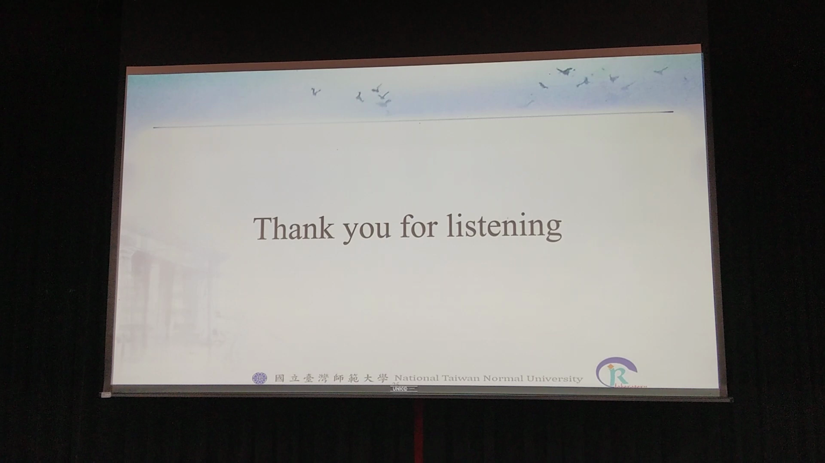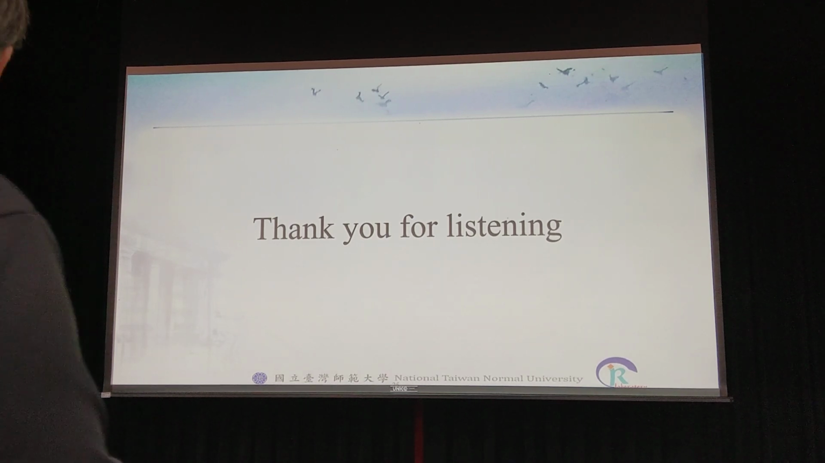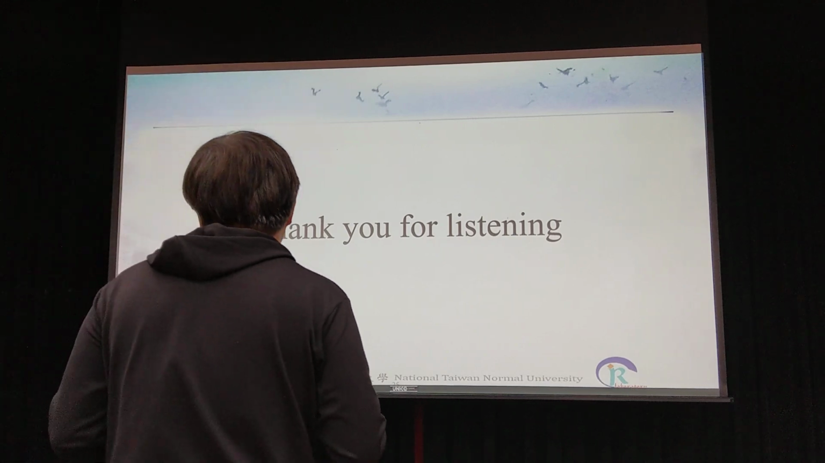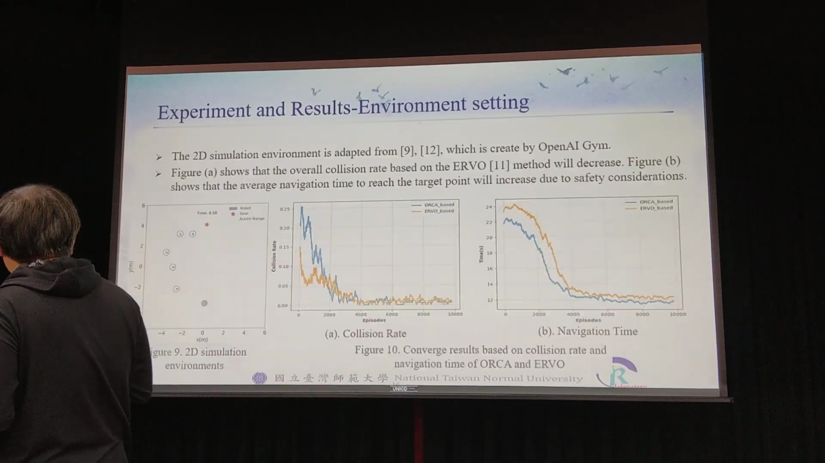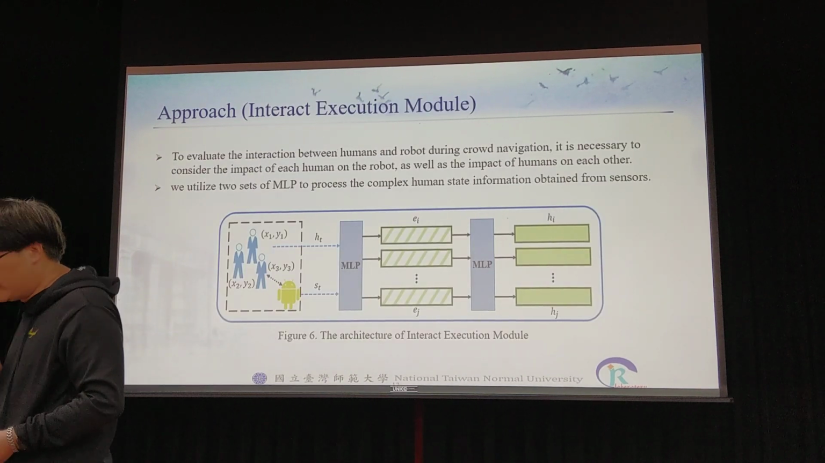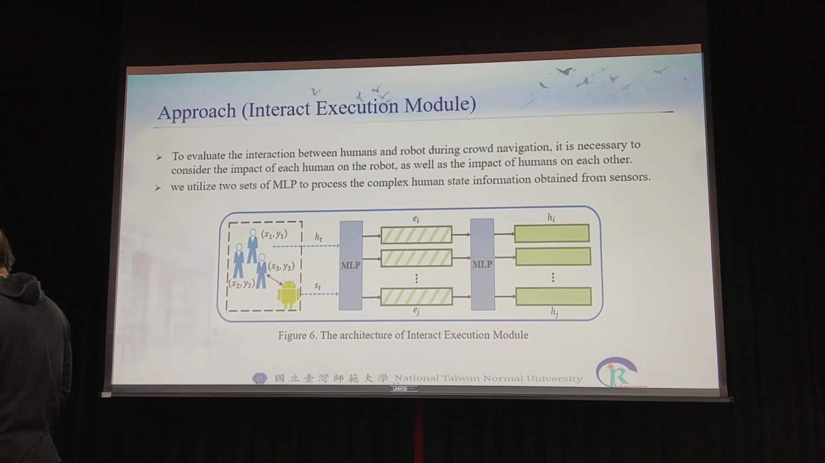Okay, if no question, I have one more question for you. I realize you use MLP to analyze the human state, right? Complex human state. And in your architecture, you use two layers of MLP. May I know why? Have you ever conducted an evaluation test? I mean, you may choose 2 or 3 or 4. Why do you only test the 2 MLP layers?